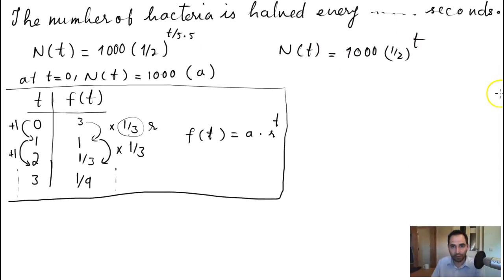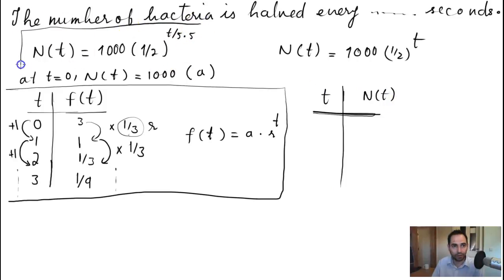So if you didn't get my explanation, you could simply see it here. Let's say t is equal to 0, with t in seconds, and this is n of t of this function right here. So if t is equal to 0, then this becomes 0 divided by 5.5, this whole thing becomes 0, then this raised to the 0th power becomes 1, and the output becomes 1,000.